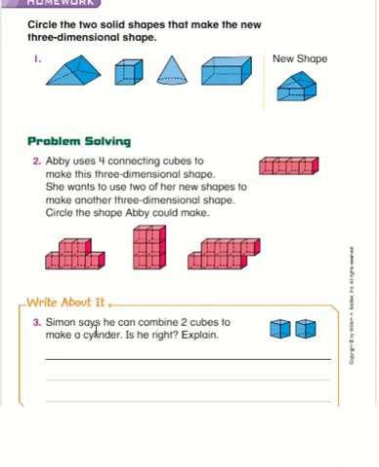Down at the bottom here, Simon says he can combine 2 cubes to make a cylinder. Is he right? Well, no, he's not, because a cylinder has a circle for its flat surface, and cubes have squares.